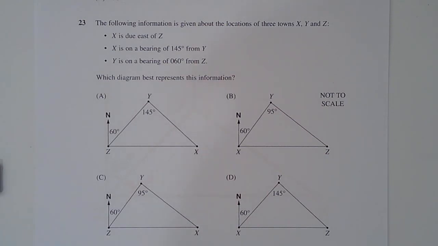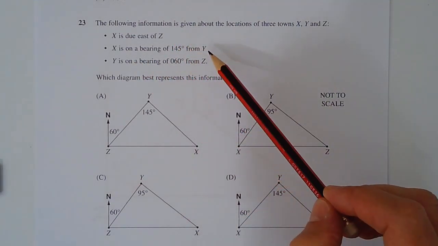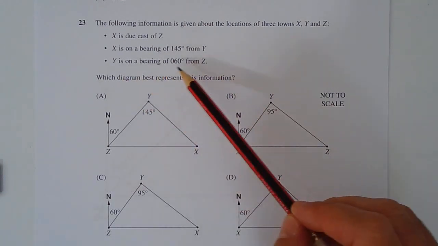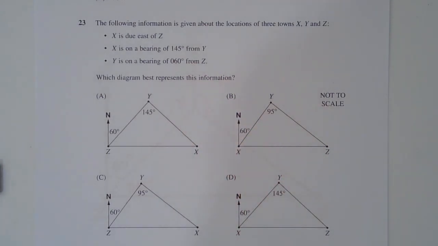Question 23. The following information is given about the locations of three towns, X, Y, and Z. X is due east of Z, X is on a bearing of 145 degrees from Y, and Y is on a bearing of 060 degrees from Z. Which diagram best represents this information?